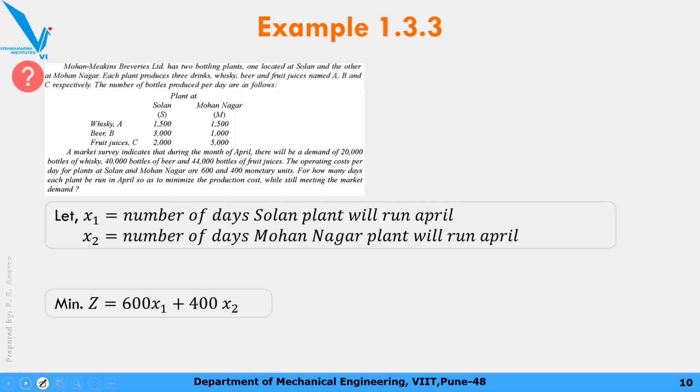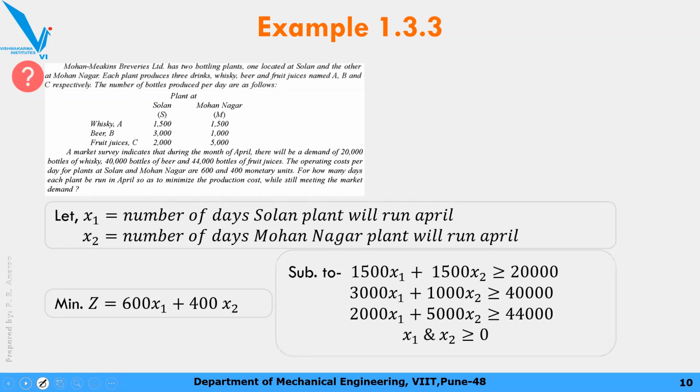Next, the objective function. The objective function is minimization. So minimize z, the cost 600 x1 plus 400 x2. 600 rupees and 400 rupees is the production cost. So whenever you see production cost, your aim should be minimization. If it is profit, then it will be maximization.